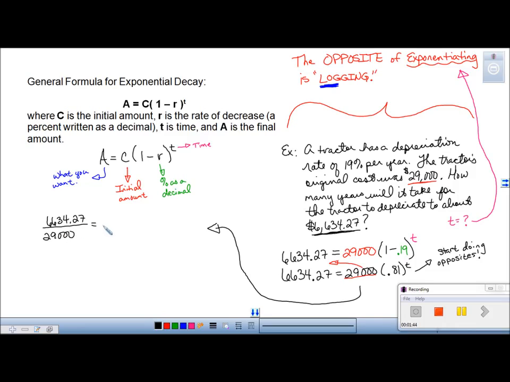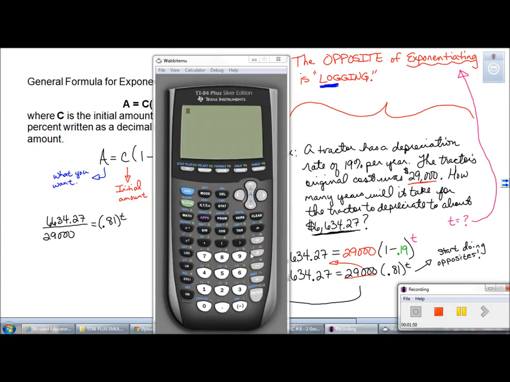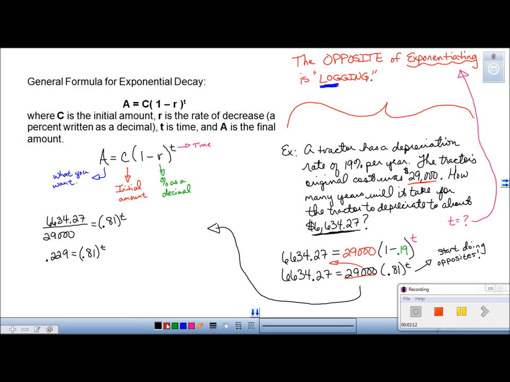So we'll rewrite our equation here. 0.81 to the t power. And now I'm going to do 6634.27 divided by 29,000. And we'll just round it to 0.229. So now we have to isolate the variable t. So again, the opposite of exponentiating is going to be to log. So we are going to do this for both sides. We're going to log both sides.